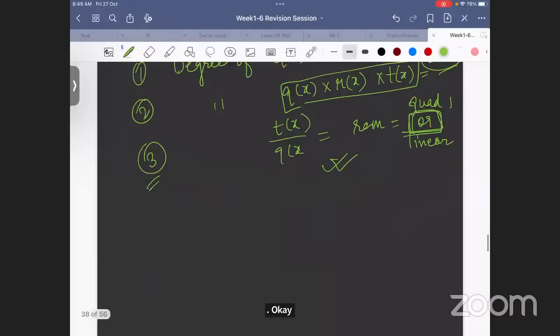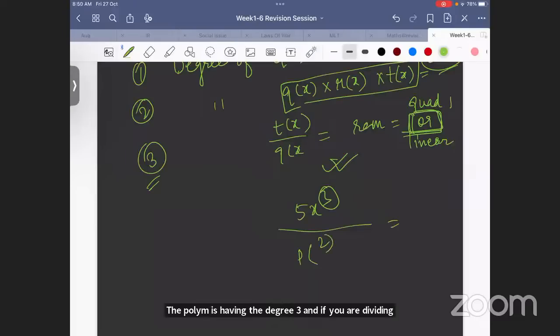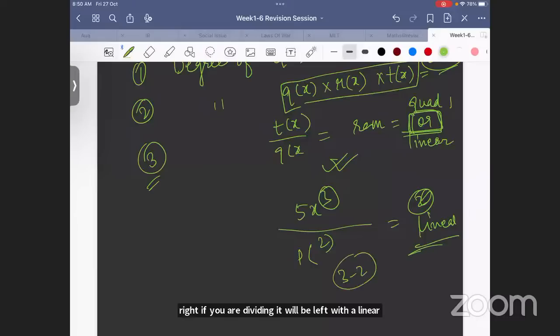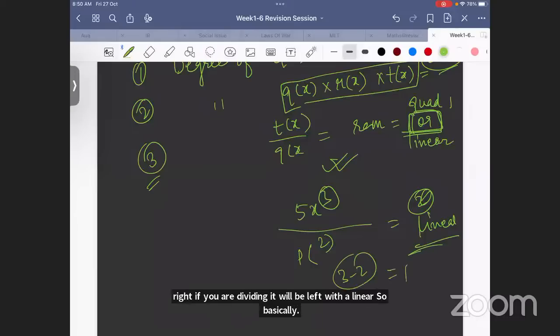Okay, so basically when you're dividing 5x cube, a polynomial of degree 3, by a polynomial with the degree 2, what can be the value? The quadratic, you can't get 2, right? If you're dividing it, you will be left with a linear equation only, right? So basically 3 minus 2. So maximum linear you will be able to get. Clear to everyone?